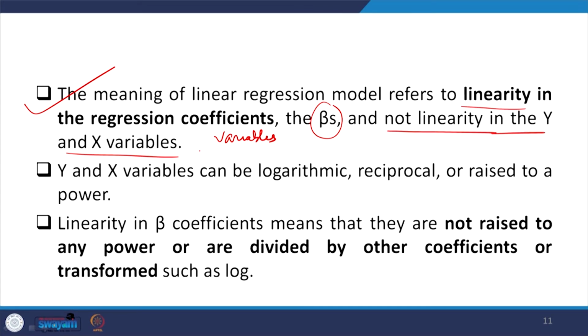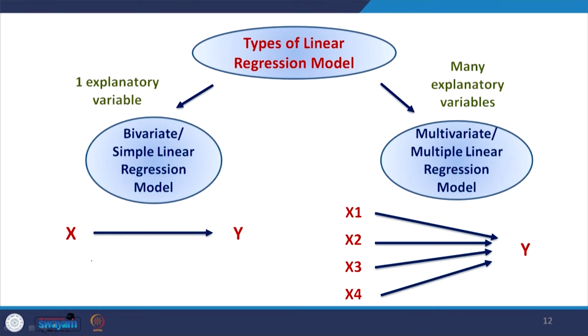All right. So, the y or x variable can be non-linear, as I just said. It could be in logarithmic transformation, may be reciprocal, or raised to any power. Linearity in the beta coefficients means that they are not raised to any power, and are not divided by other coefficients or transformed, such as by log. Basically, it should not be in this form. So, our beta coefficients should be linear enough.